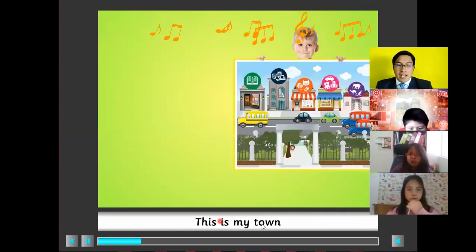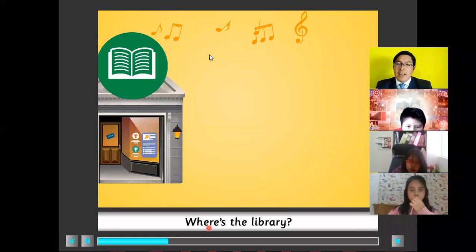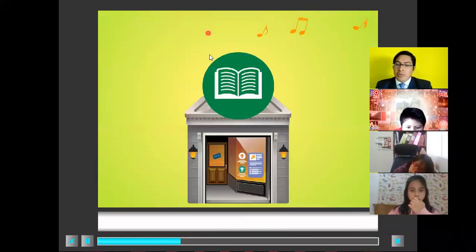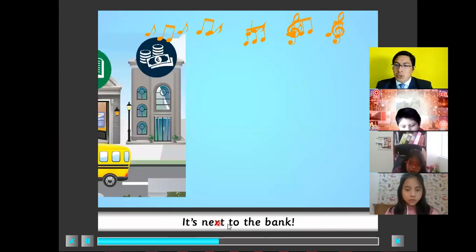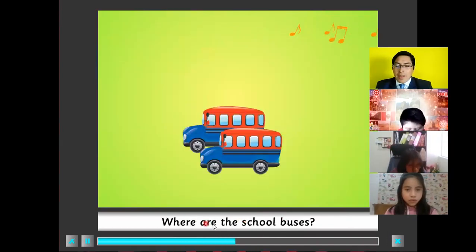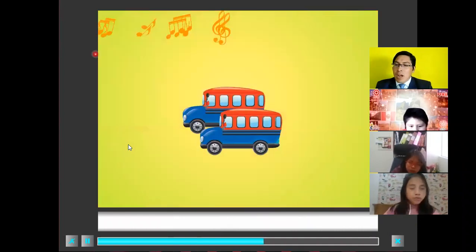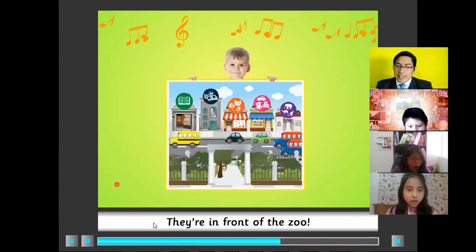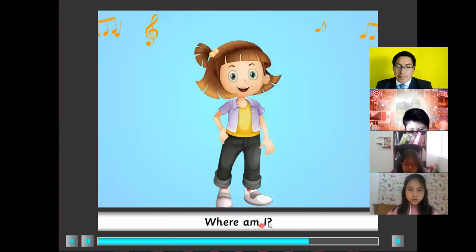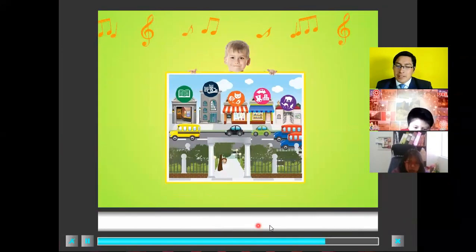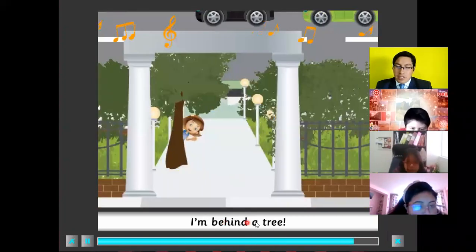This is my town. People scurry here and there, people scurry everywhere. There's a library. Mark is there with friends. Where's the library? Where the school bus is, with the red and blue. Where the school bus is. Where am I? Can you see me? I'm in the park. I'm behind a tree.